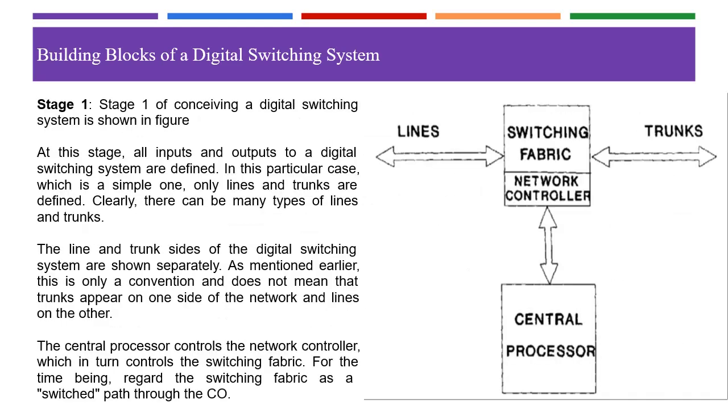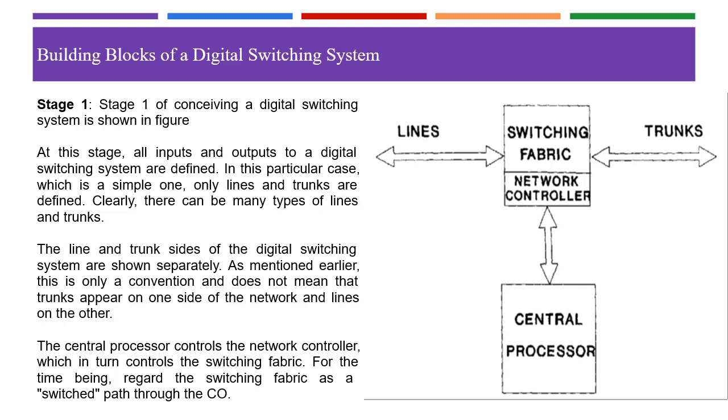Stage 1 of conceiving a digital switching system is shown in the figure. At this stage, all inputs and outputs to a digital switching system are defined. In this particular case, which is a simple one, only lines and trunks are defined. Clearly, there can be many types of lines and trunks. The line and trunk sides of the digital switching system are shown separately. As mentioned earlier, this is only a convention and does not mean that trunks appear on one side of the network and lines on the other.